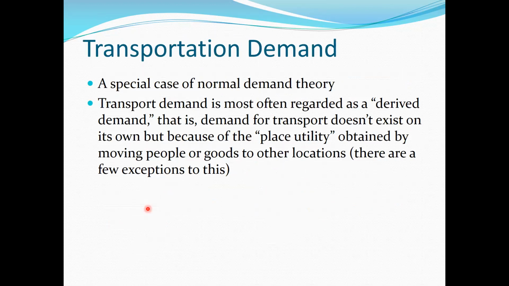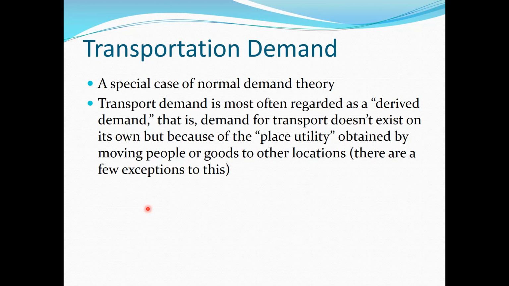Transportation demand is a special case of travel demand theory. I'm not going to go into very much detail, I'm going to stop here. This is a slightly different discussion now. We're going to start talking about transportation demand from here on out. Transportation demand is a special case of the normal demand theory, and we treat it as a derived demand, because the demand for transportation doesn't exist on its own, but because of the place utility obtained by moving people or goods to other locations.